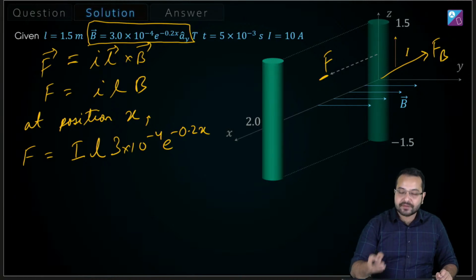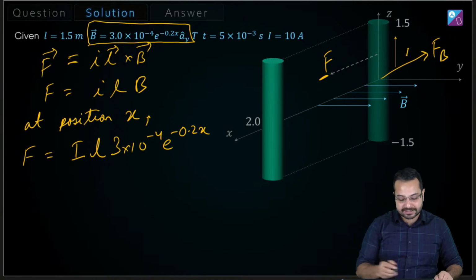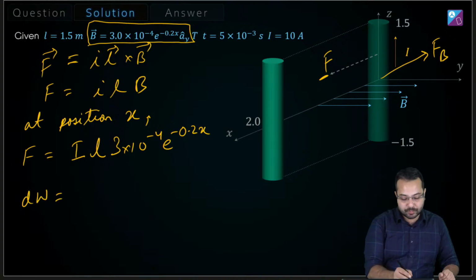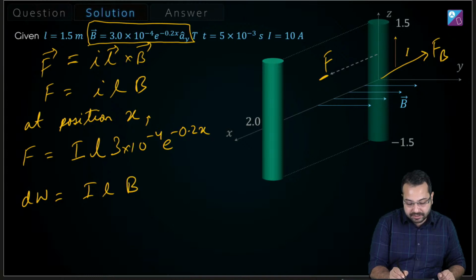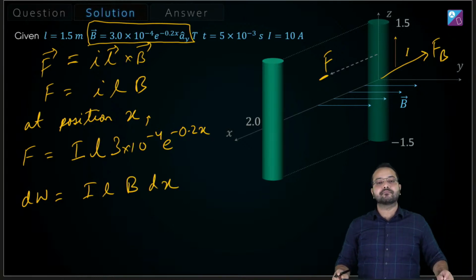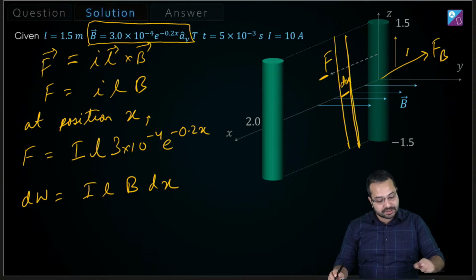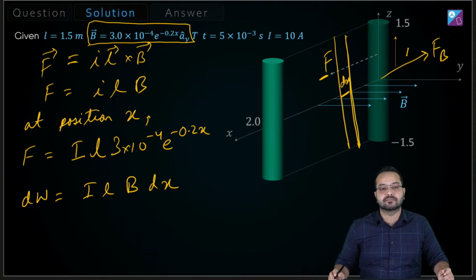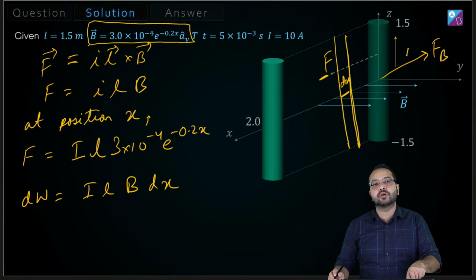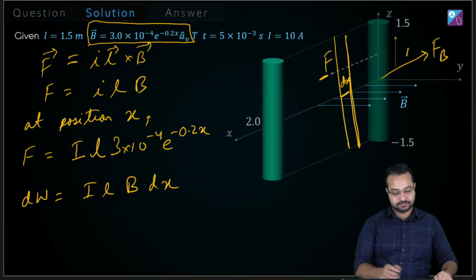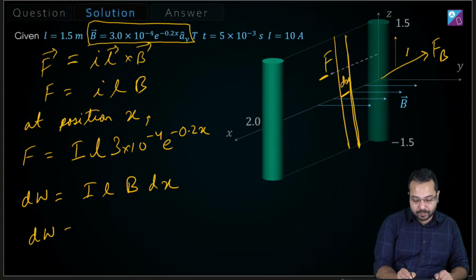Correct? Now if we displace it slightly by dx, then what will be the small amount of work done? The small amount of work is going to be ILB into dx. Do you agree? When the wire is in this position at x, and we are displacing it by a small displacement dx, the work done is going to be the force into dx. So dW, the small amount of work done, is going to be ILB into dx. Correct?